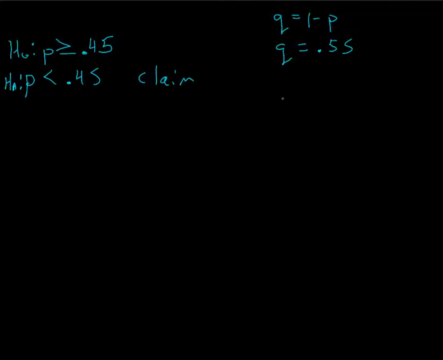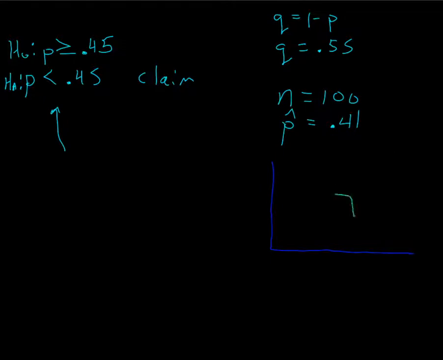We ran an experiment with 100 people, and our test proportion, what we got from our experiment, was 0.41. So if I look at my alternative hypothesis, it's pointing to the left. So this is a left-tailed test. So I'll come over here and just give an idea of what my rejection regions are going to look like. Let's see. I think I'll continue to use light blue for this.